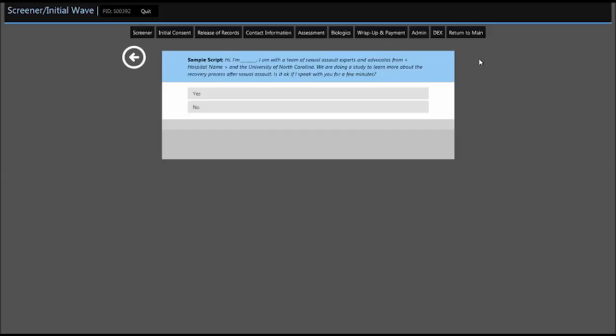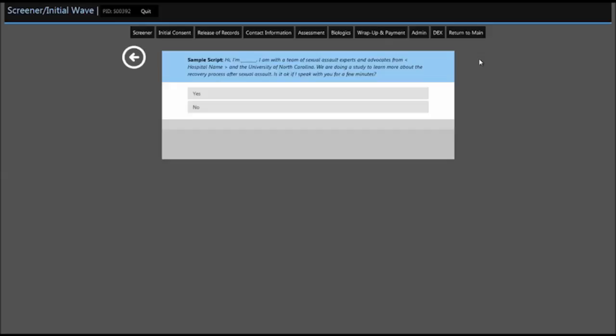Once you've done that, the database will route you to a series of scripts that you'll read and ask questions of the participant in order to find out whether they might be eligible for the Women's Health Study. And the great thing about the database is that it basically takes you through from start to finish without you having to access any other documents or any other notes. It's all right here for you, and it should be pretty easy to use.